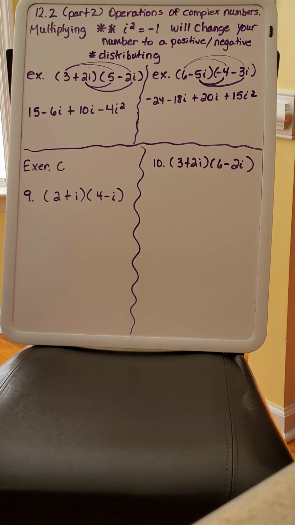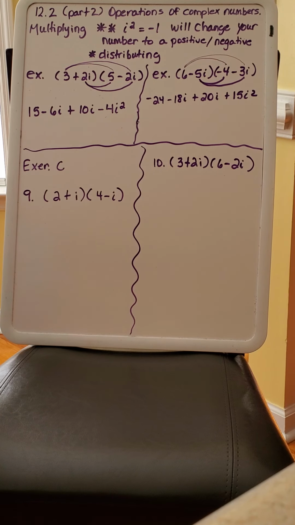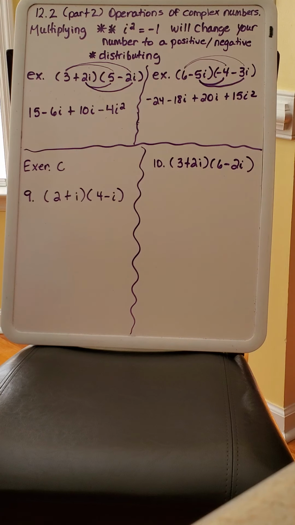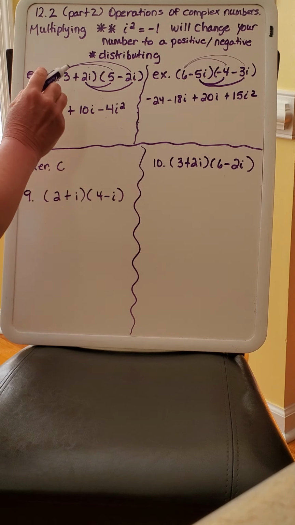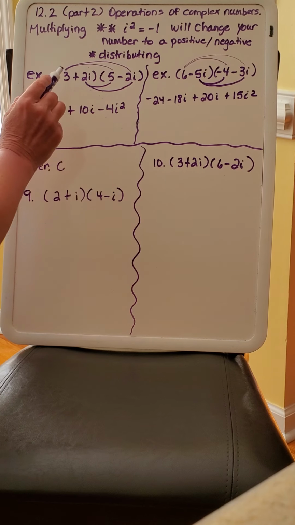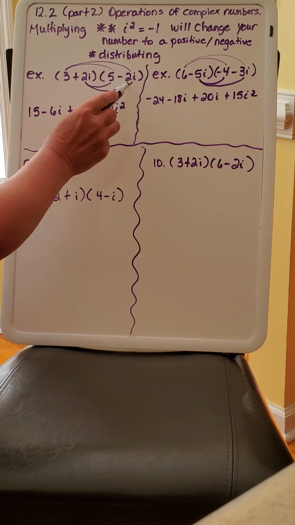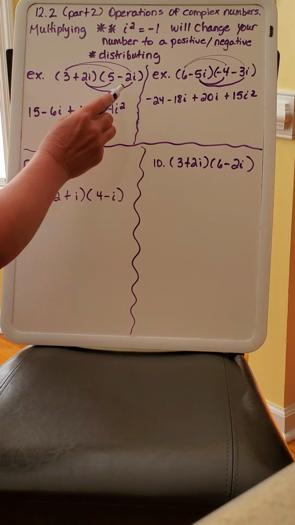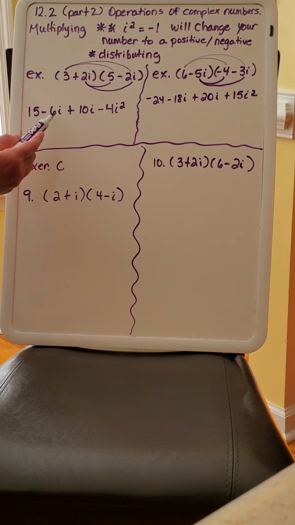So our first example, 3 plus 2i multiplied by 5 minus 2i. Alright, so I drew out the lines like I used to when we first started learning distribution. So first I'm going to do 3 times 5, and I get 15. And then I got to do 3 times 2i. Now it's behind the minus sign, so that means it's negative. So when I multiply 3 times 2i, I get negative 6i.